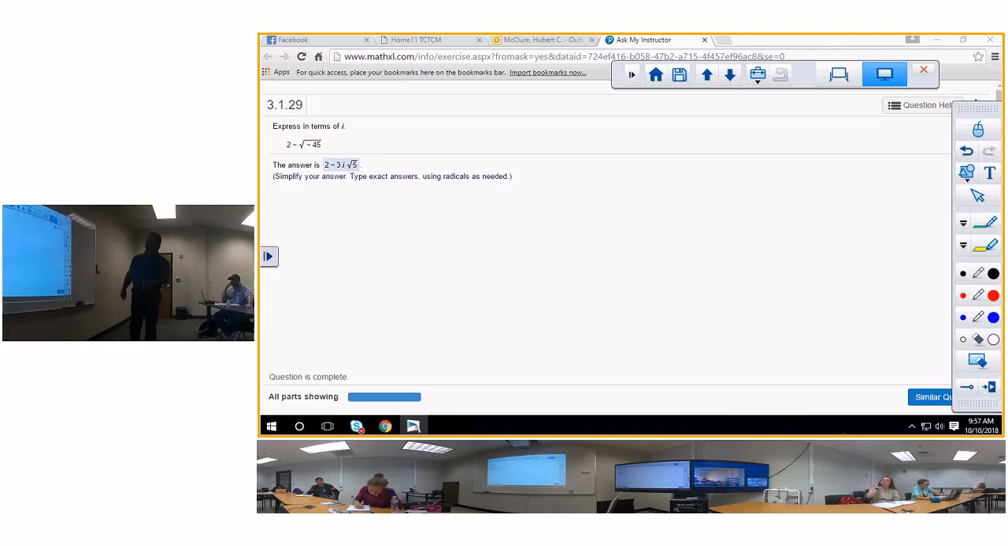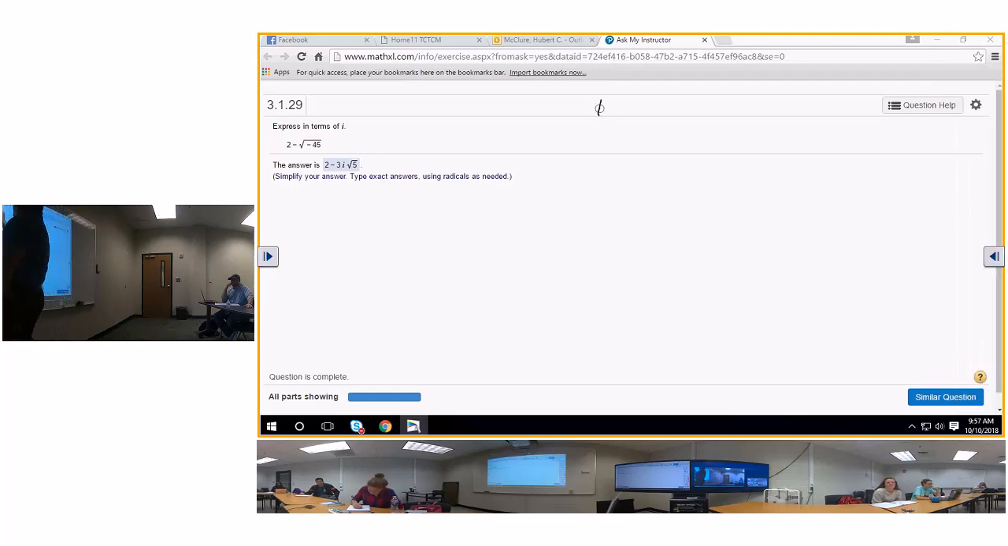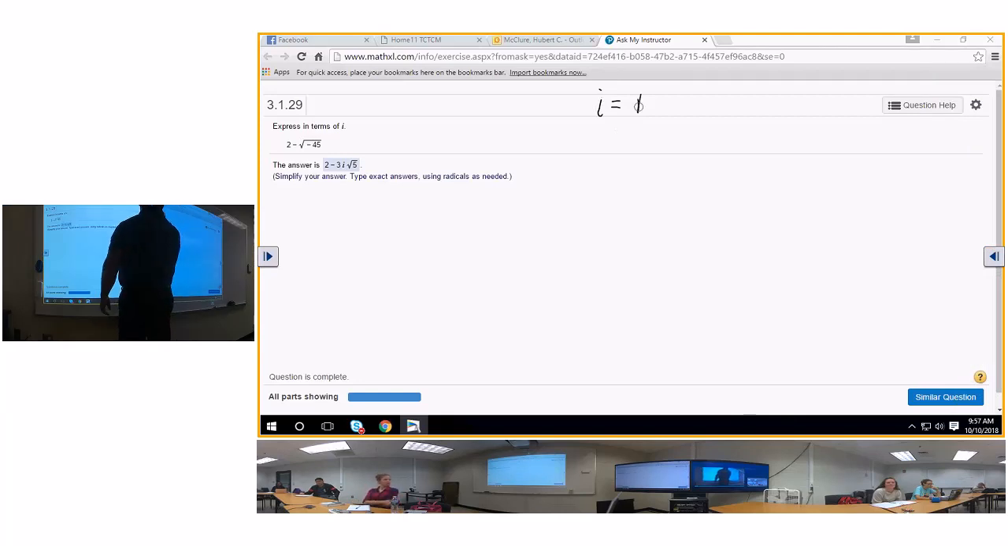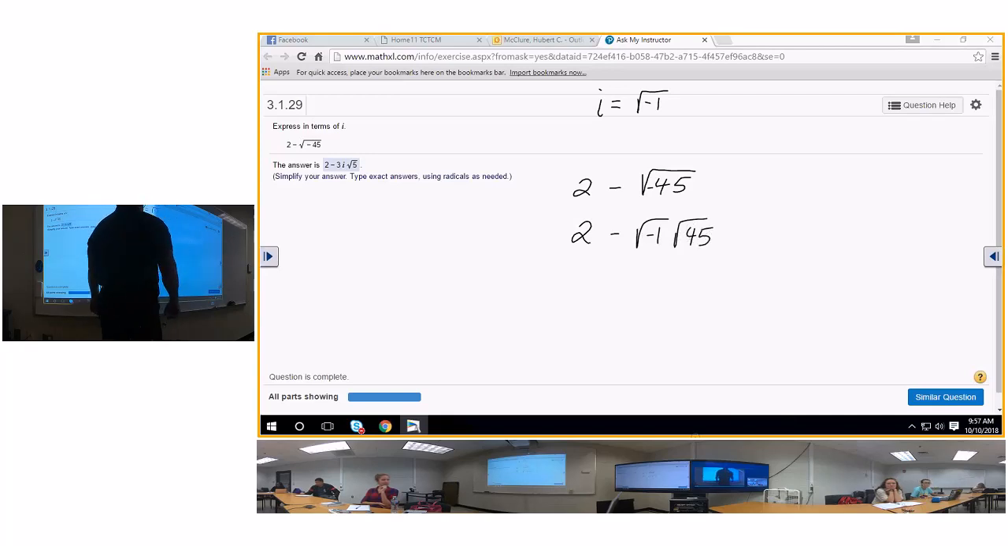So, first thing you do is write the negative 45 in terms of i. What is i? i is equal to square root of what? Negative 1. So 2 minus the square root of 45, I'm going to rewrite that as 2 minus the square root of negative 1 times the square root of 45. And what is the square root of negative 1? i. That's right, class.